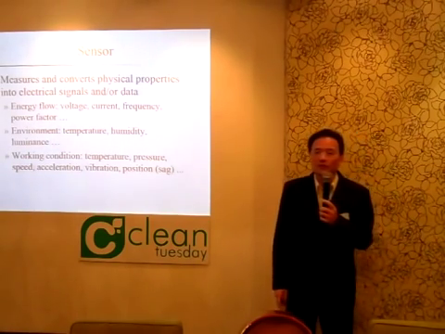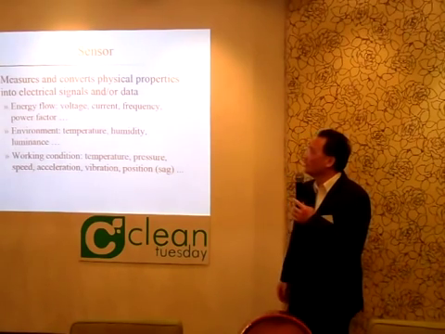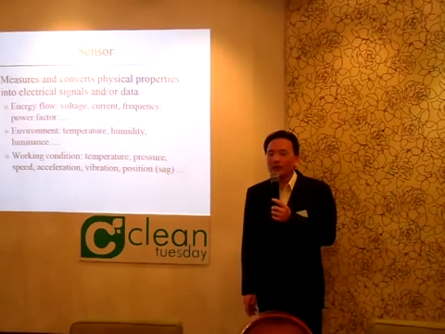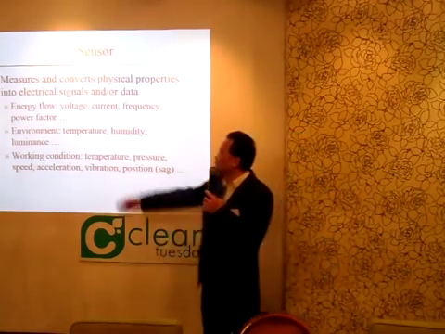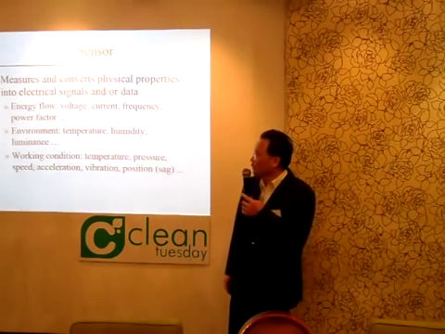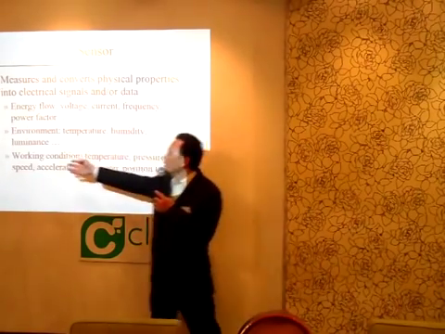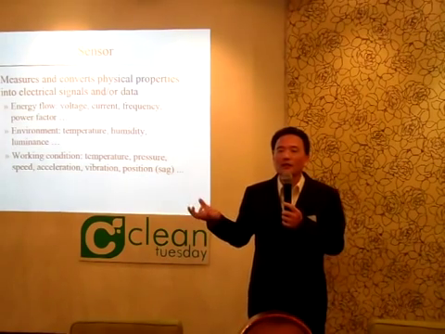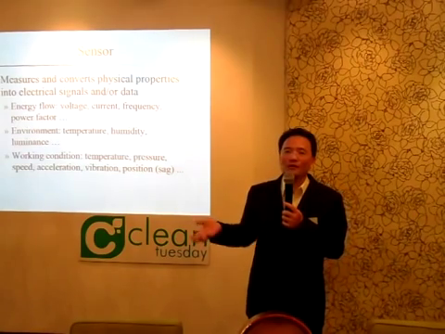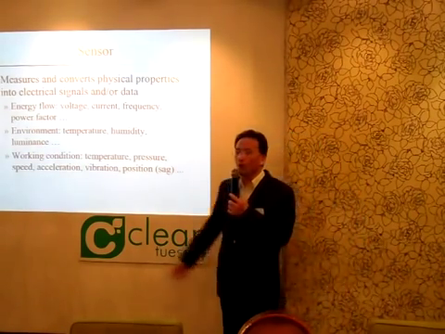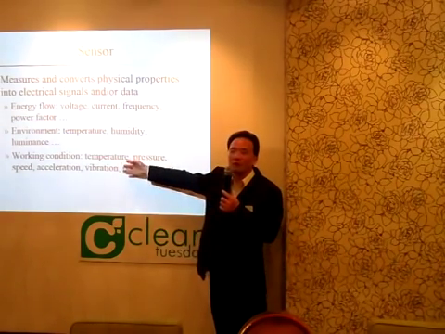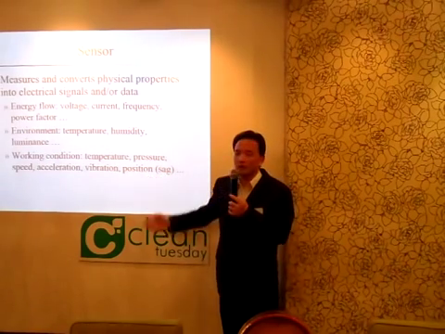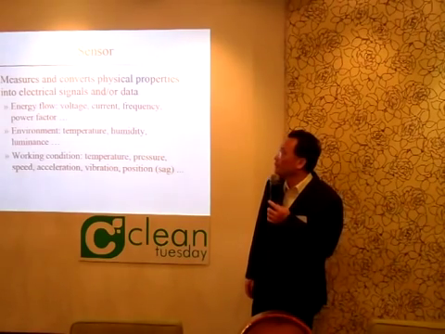So in particular, I talk about the sensors and the actuators. What is a sensor? A sensor measures and converts some kind of physical properties into electrical signals or data. For example, you may have a sensor for energy flow, like the voltage, the current, the frequency, and so on. You have a sensor of the environment: the temperature, the humidity, the luminance or the lighting condition. For example, you may have a street light which automatically dims when the luminance is high. So when the sun comes out, then you don't need to turn on the street light. And you also monitor the working condition of the grid in terms of, for example, the temperature of the oil in the electric power generators, the pressure, the speed, the position or the sagging of the transmission lines, for example. So these are all sensors.